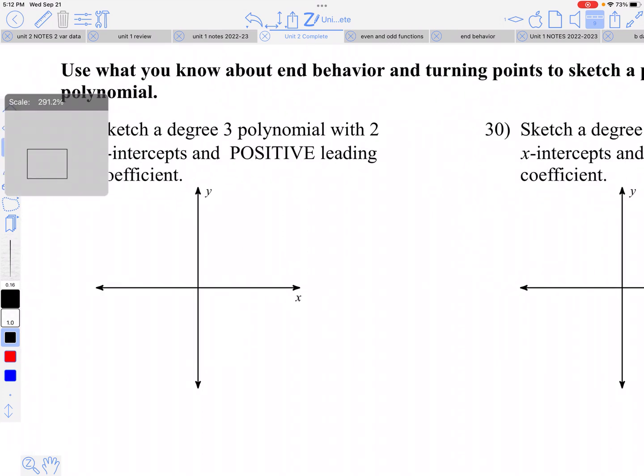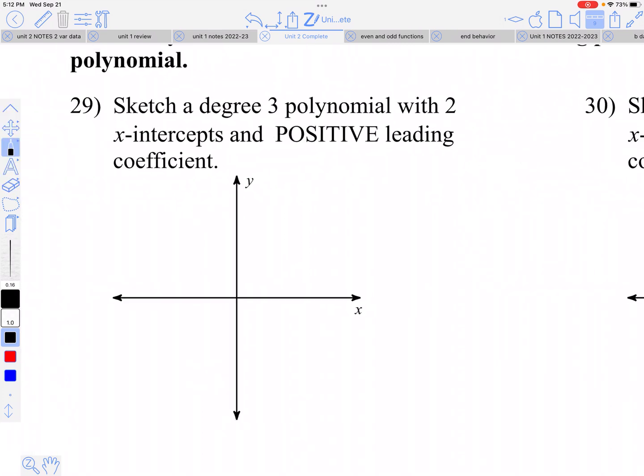29. Sketch a degree 3 polynomial with 2 x-intercepts and a positive leading coefficient. So there are lots of options here. I need 2 x-intercepts, so I'm going to just put them there and there. I know that it has a positive leading coefficient, and degree 3, that's odd. So I know the end behavior will be opposite, with the left going down and the right going up because it's positive, so it needs to have that positive slope.